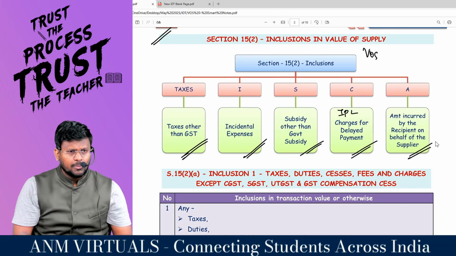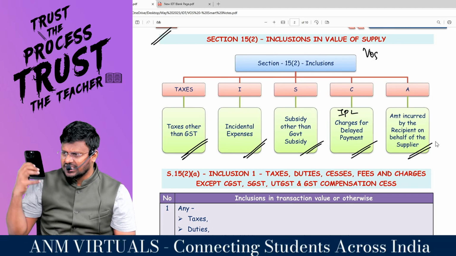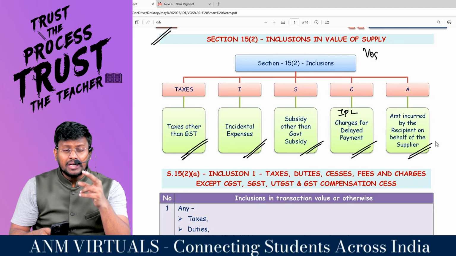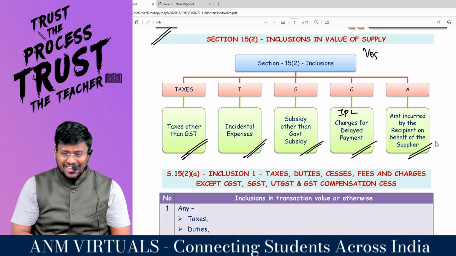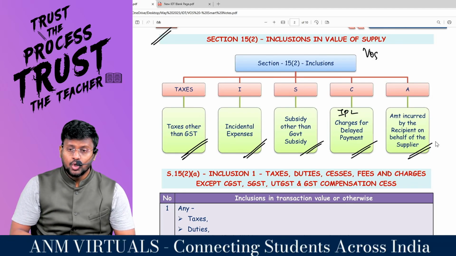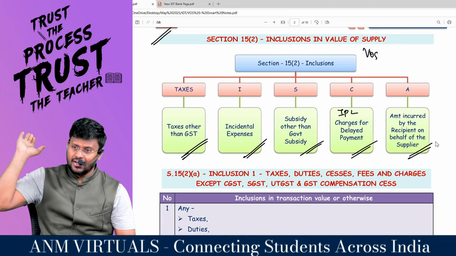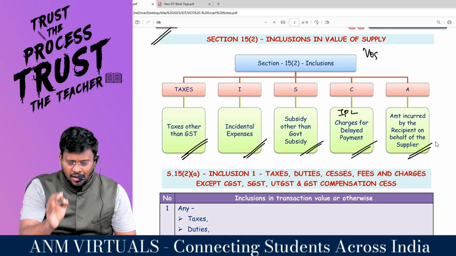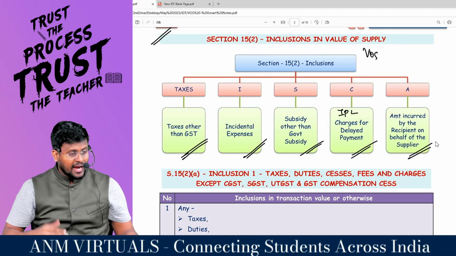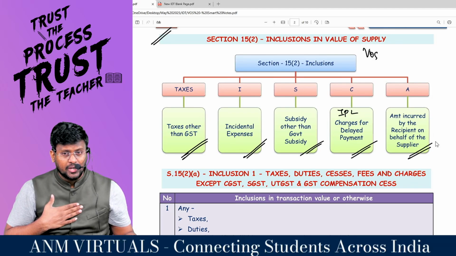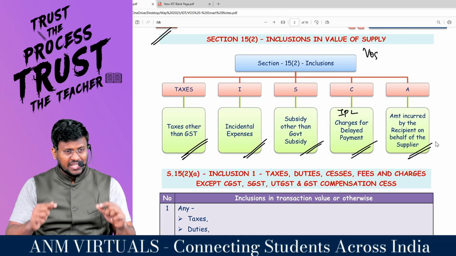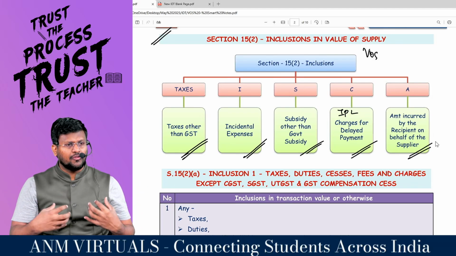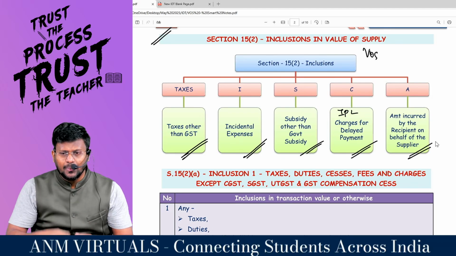So, my dear lovable students, actually, I would have purchased this mobile phone from my creditor. You are paying me 20,000, and the remaining 1,30,000 you are directly paying to my creditor. And you are saying that you paid a price of only 20,000, and I am supposed to collect only GST on 20,000. That is not possible, because any amount incurred by the recipient on behalf of the supplier should be included in the value of supply.